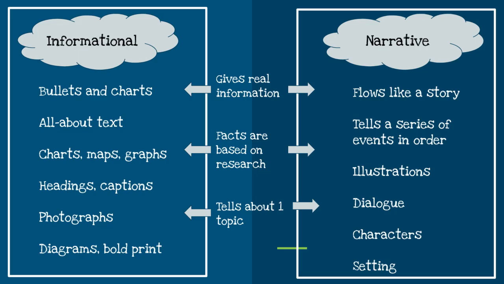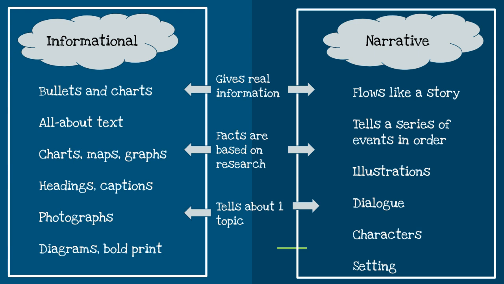Okay. So here's just breaking this down a little bit more. The important thing here is knowing that both of these structures give real information. There's facts based on research, and they all tell about one topic. So even though this is separate, think of this like a Venn diagram. That stuff in the middle is in both of them. The narrative flows like a story. It's got illustrations, it's got dialogues, it's characters and settings. It's told like a story.